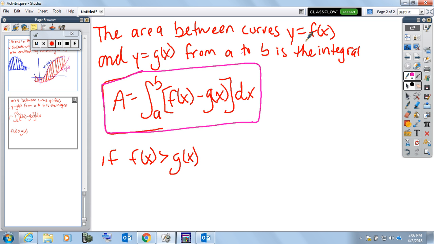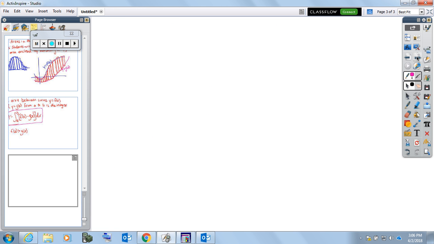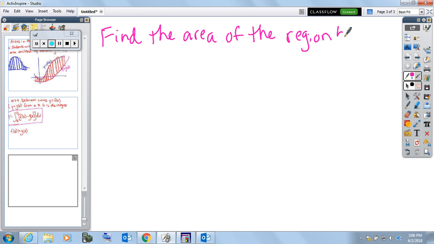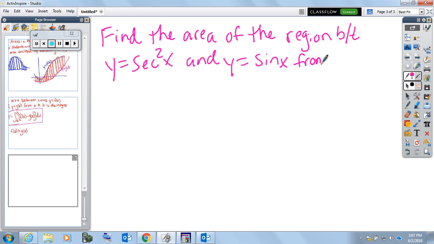Now, let's take a look at what we can actually utilize this for. Let's say, for instance, I want to find the area of the region between y equals secant squared x and y equals sine of x from 0 to pi over 4. So we need to find the area between these curves.